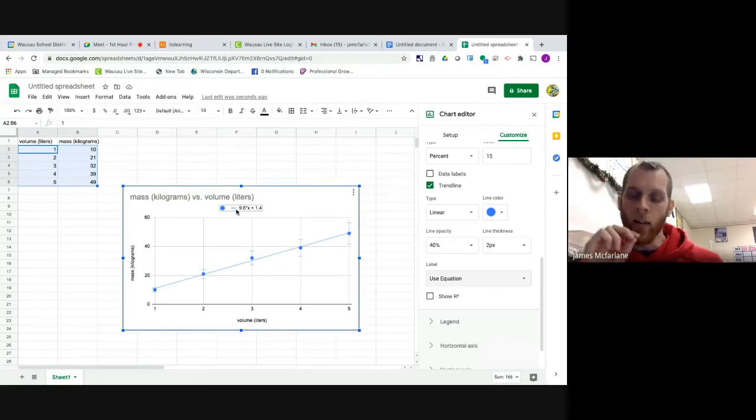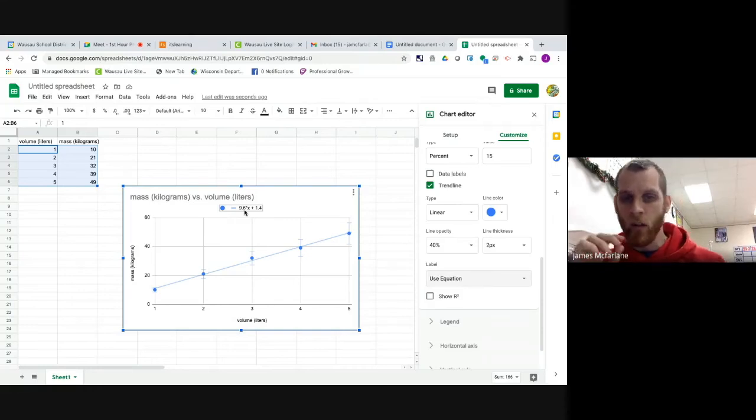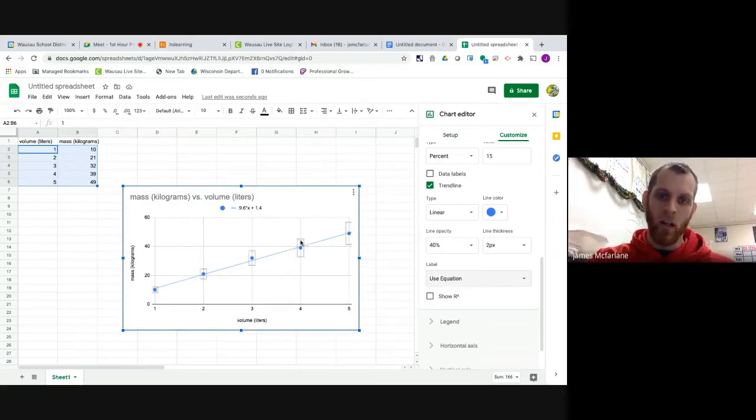So that tells me that, hey, as the volume increases by 1 liter, the mass is going to increase by 9.6 kilograms. And there's an intercept of 1.4. Now, obviously, it's not perfect, and then you can talk about uncertainty, like, hey, it should be 0 and 0, and it should have no intercept here. But with your uncertainty, it kind of ties that in.